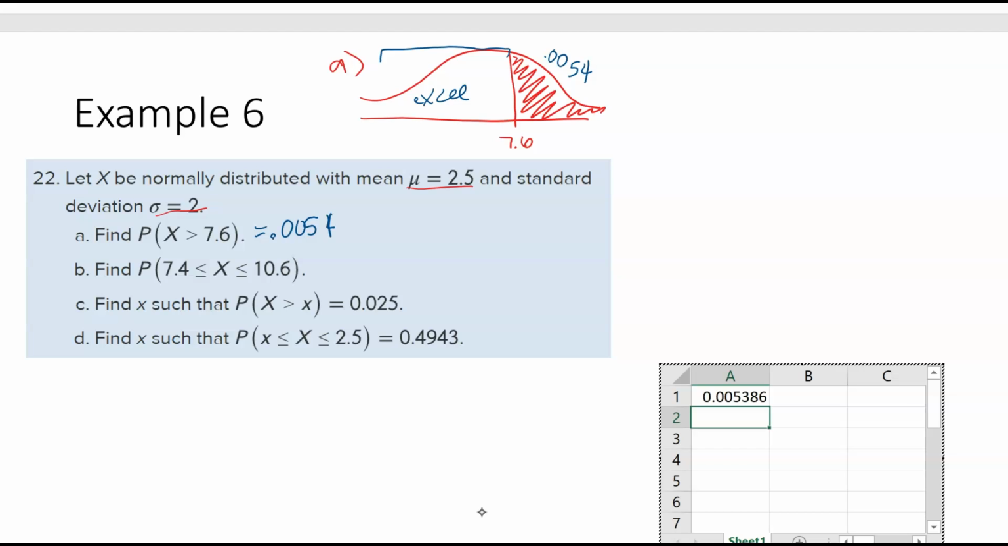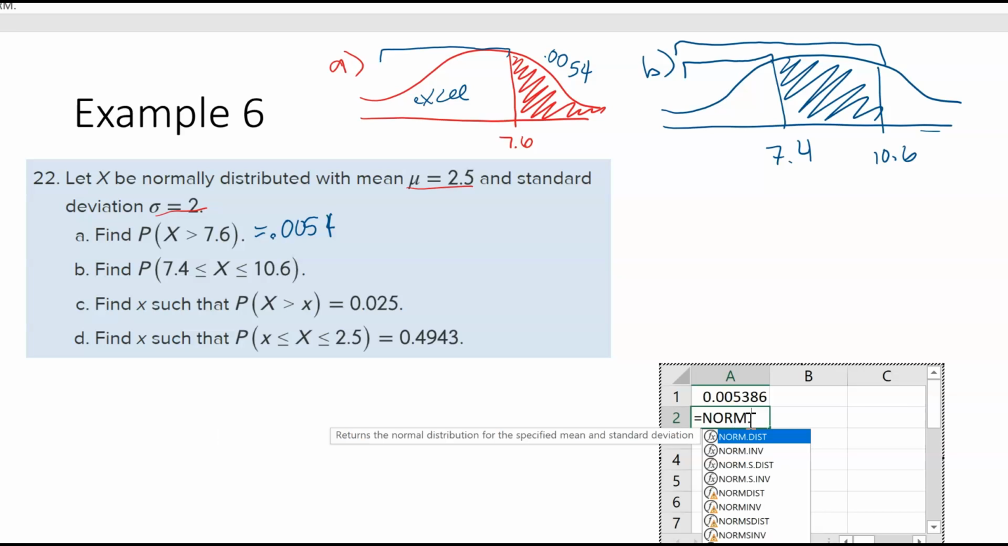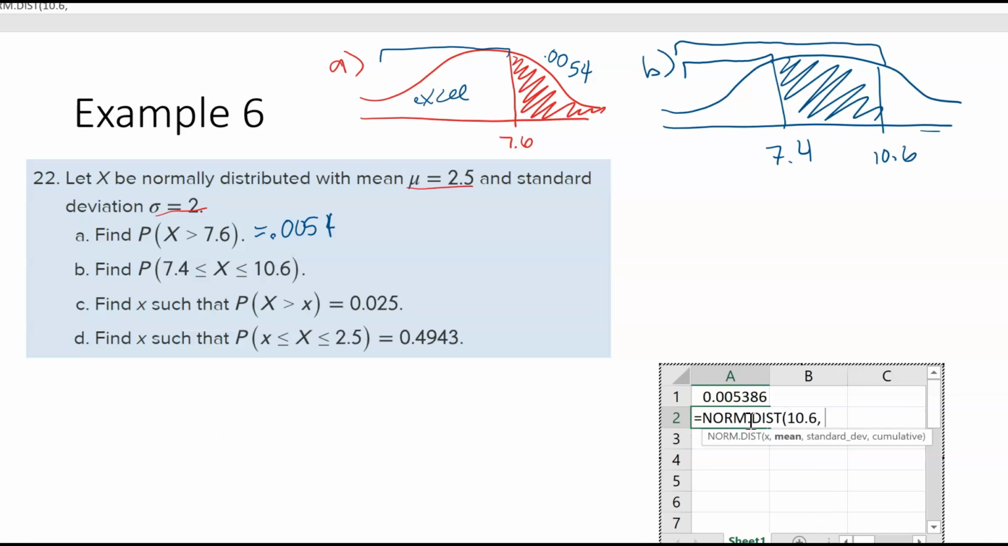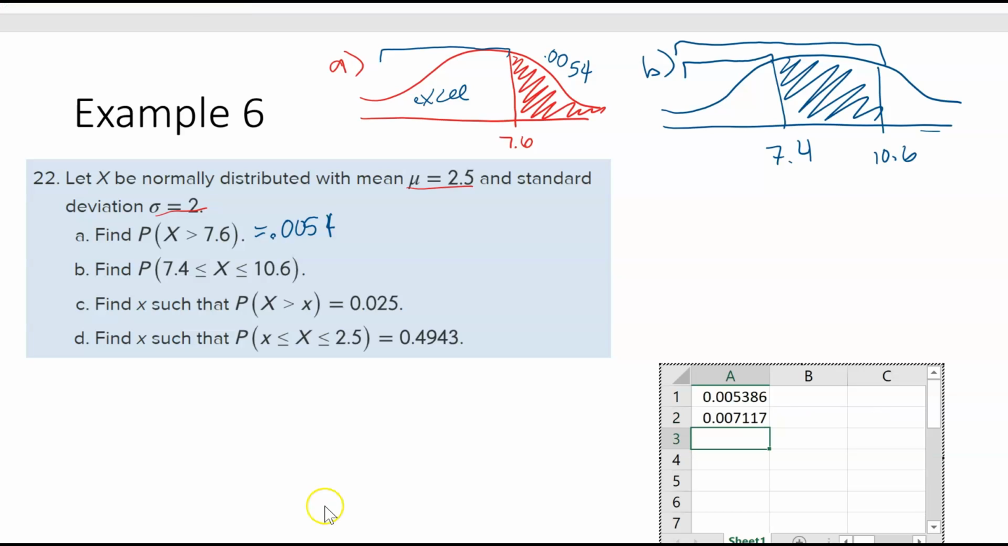Now, find the probability that X is between these two values. So we've got 7.4 and 10.6. Now remember that Excel is going to give us the area to the left. So we'll just do the bigger number, 10.6, our mean is 2.5, 2, 1, and subtract it from the area for the smaller number, 7.4, 2.5, 2, and 1. And we get 0.0071.